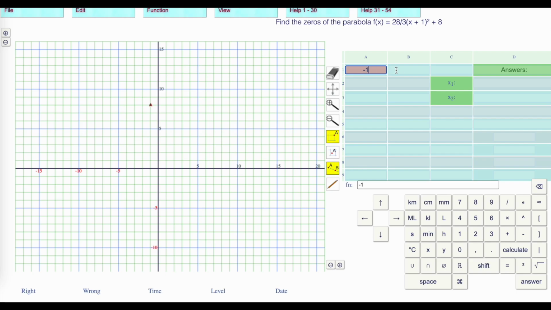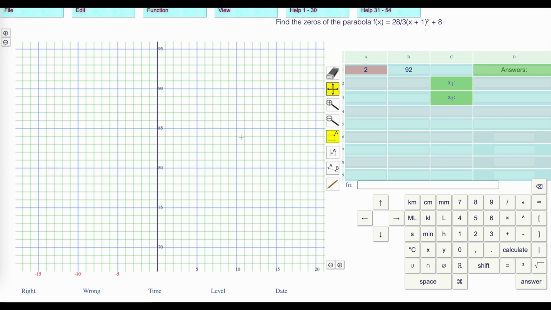When x is -1, the y value is equal to 28/3 times open bracket the x value, which is -1 right now, plus 1 is 0, squared is still 0, plus 8 is plus 8. When x is 0, we have 17.3. When it's 1, we have 45. When it's 2, we have 92.